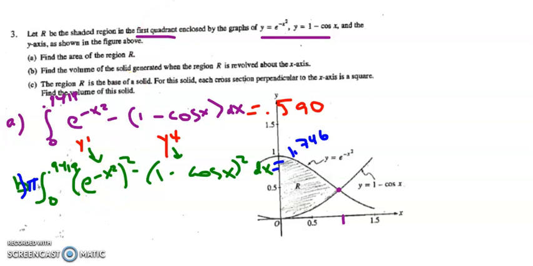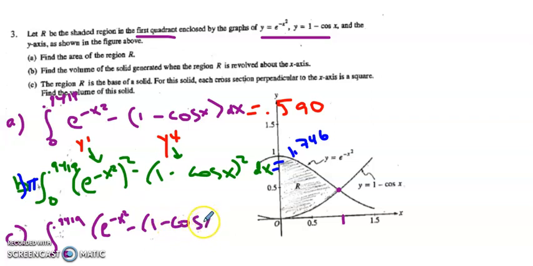Okay, last problem on this page: we have the region R as the base of a solid, and for each solid, the cross-section perpendicular to the x-axis is a square. For squares, we need the same limits of integration, but this time we need big R, which is e to the negative x squared, minus little r, and notice that I put parentheses around 1 minus cosine x again, and then square the difference.